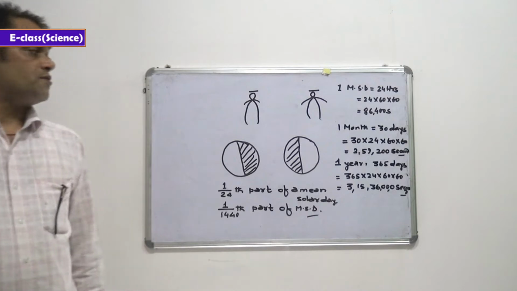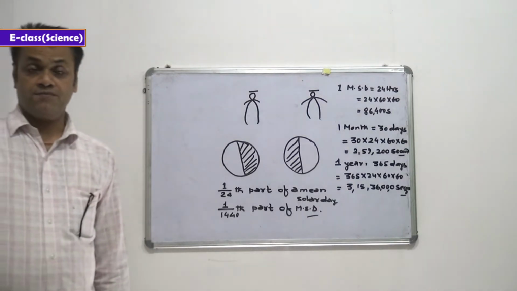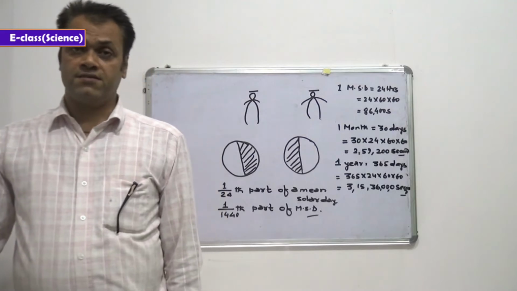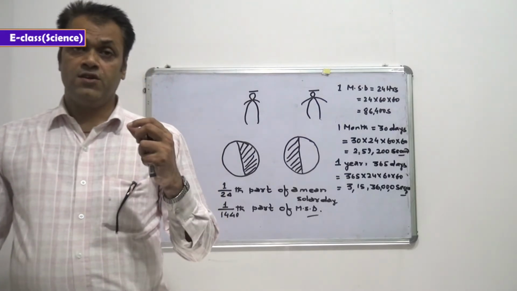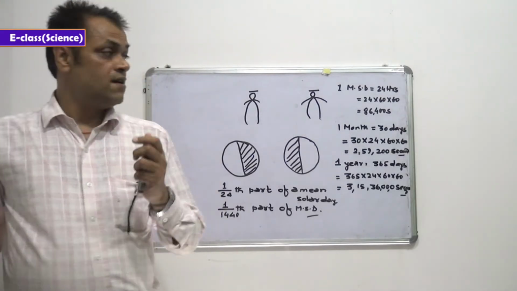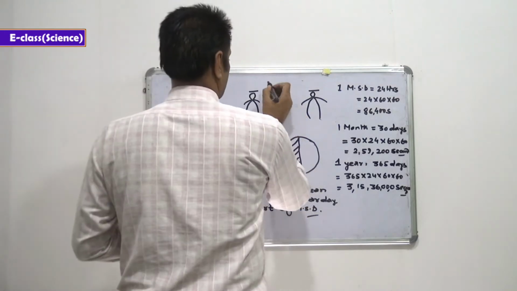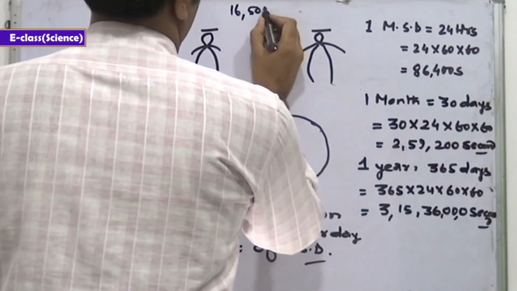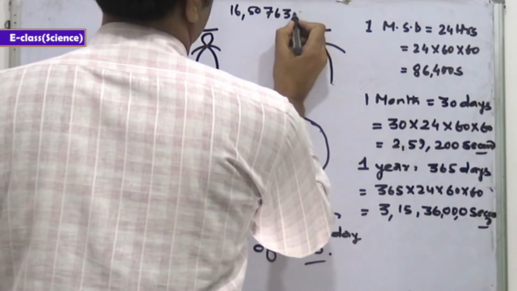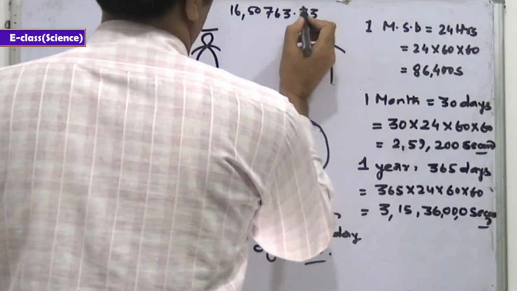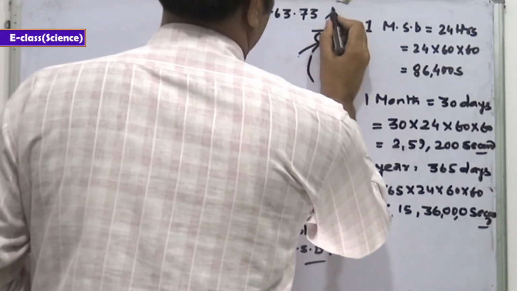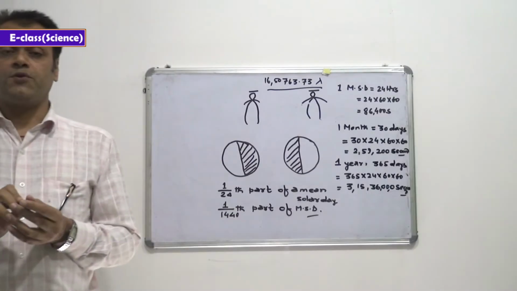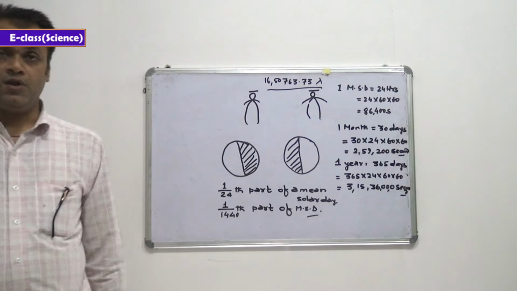Now I am going to start with one standard meter. It is defined as the distance containing 16 lakhs 50,763.73 wavelengths of orange light emitted by pure krypton 86.